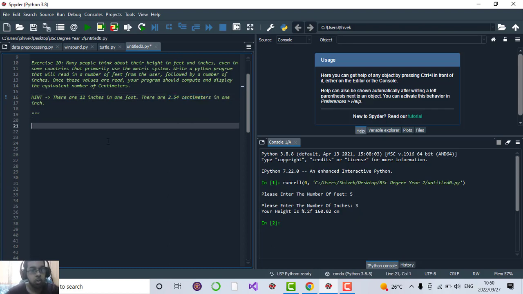We can do that. So we may proceed to say inches per feet is equal to 12. There are 12 inches in 1 foot. They specified that here. Moving on, there are 2.54 centimeters. So let's do a cm per inch, 2.54. Brilliant.